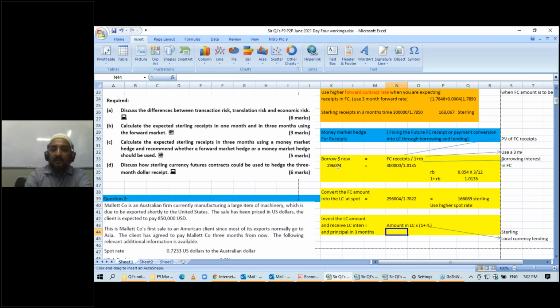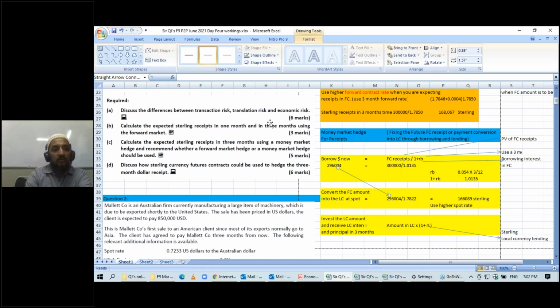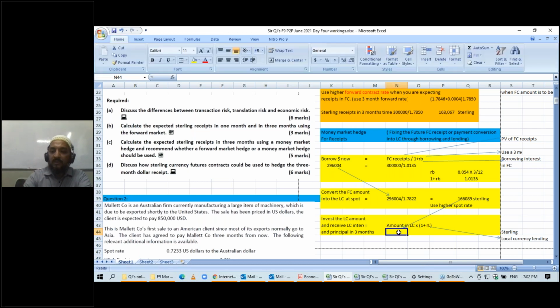So now see how the steps work. First we calculate, see the arrows. First we calculated this amount 296,004. Then I bought it here. Then I converted it into local currency, and then this local currency second step amount came over here, the amount in local currency, which is 166,089. Now multiply this by 1 plus RL. So what is RL? The lending rate, you will take the sterling local currency lending rate, which is 4.6%.